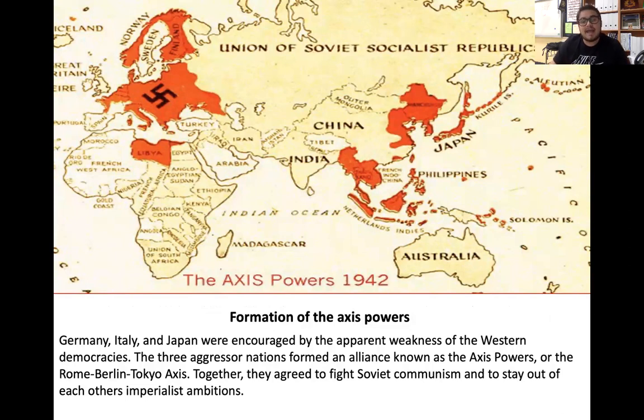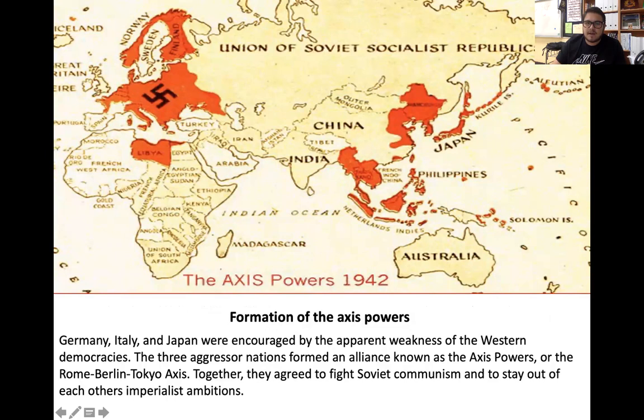Germany, Italy, and Japan were encouraged by the apparent weakness of the Western democracies. The three aggressor nations formed an alliance known as the Axis powers, or the Rome-Berlin-Tokyo Axis. Rome is the capital of Italy, Berlin the capital of Germany, and Tokyo the capital of Japan. Together, they agreed to fight Soviet communism and stay out of each other's imperialist ambitions. So that's good, right? I mean, it's not good, but their idea is a good idea, right?